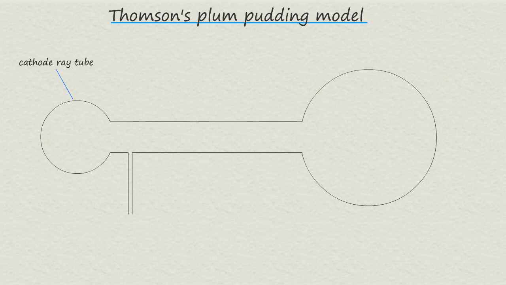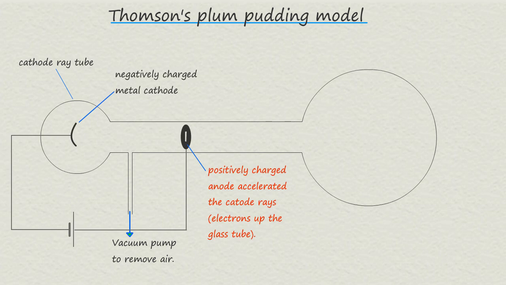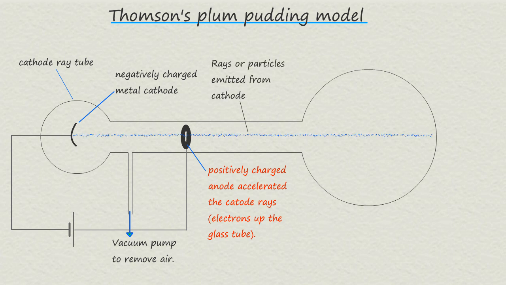Now, these are essentially just long glass tubes in which most of the air has been removed using a vacuum pump. If a piece of metal is placed in the cathode ray tube and a large voltage applied across it, then a stream of particles is emitted from the metal cathode. At the time, Thomson called this stream of particles a cathode ray, since the ray was emitted from the negatively charged metal cathode. Now, this stream of particles, or cathode rays, were then accelerated at very high speed up the glass tube by the attraction to a positive anode.